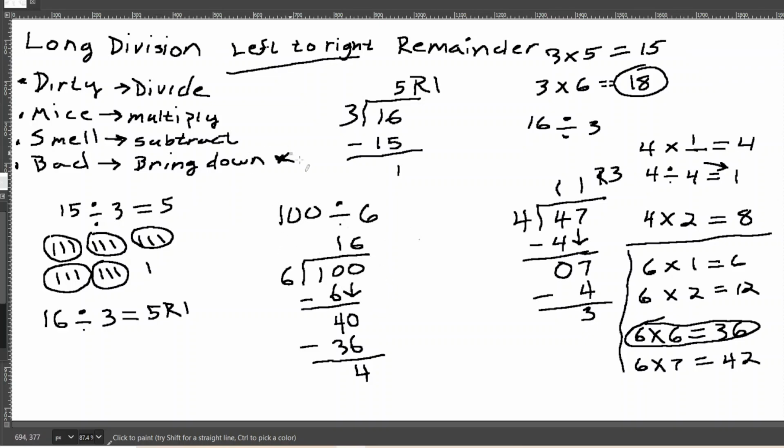Now, there's nothing to bring down, so technically I'm done. So what this 4 ends up being is a remainder, right? There's 4 pieces remaining of my candy, etc. Now, if you punch that into a calculator, I believe you're going to get, what, 16.666. Eventually you'll get a 7, depending on how much your calculator can display. But this is long division with the remainder, okay? So this is how we do it.